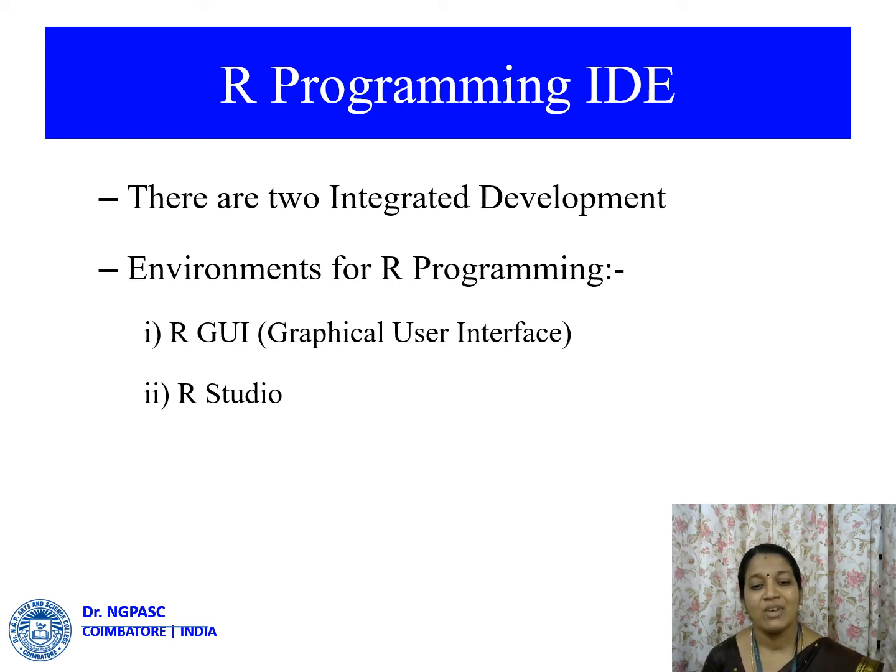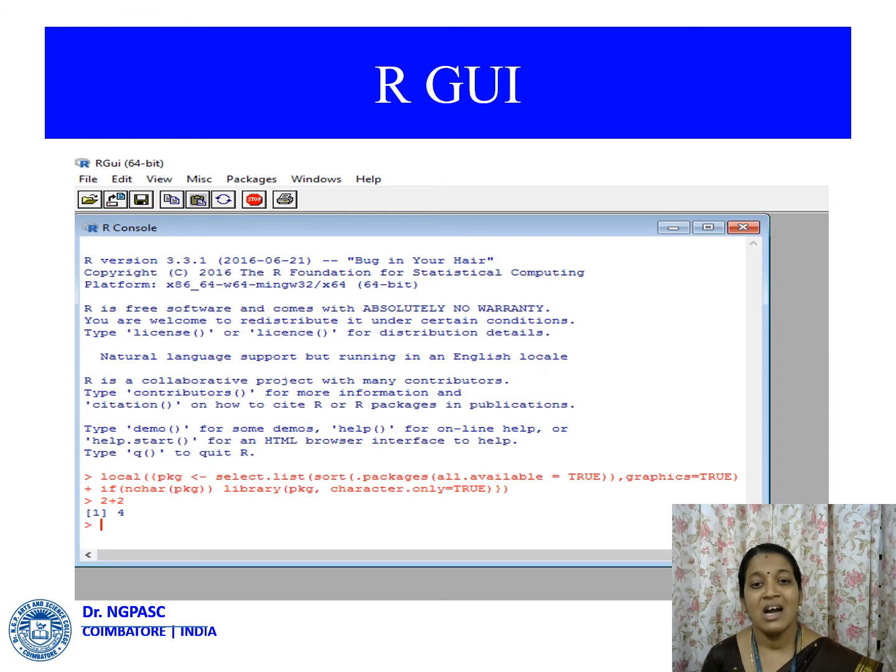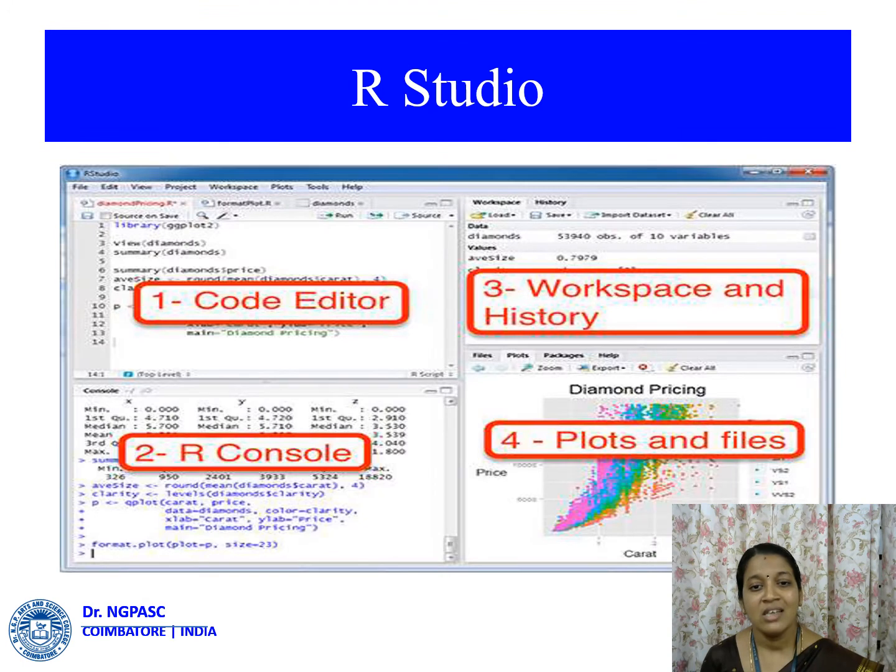The GUI is a graphical user interface. Let's see the RGui window. It is a snapshot of the RGui window. It looks like this. So let us see the RStudio window.